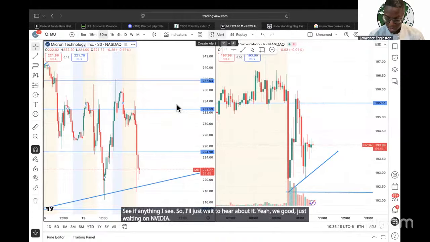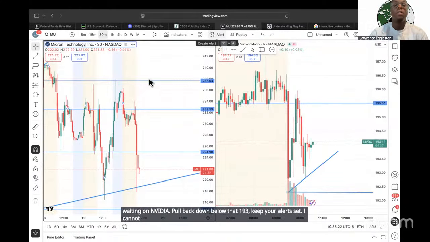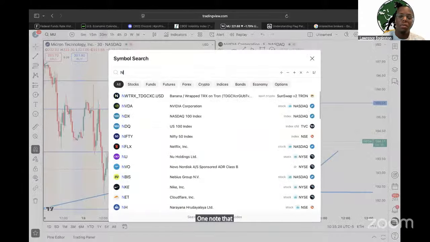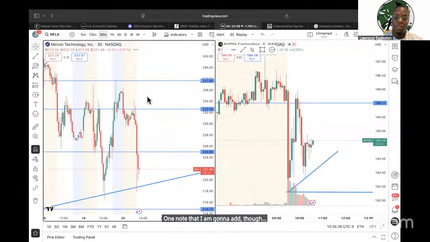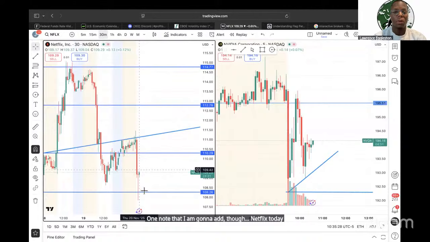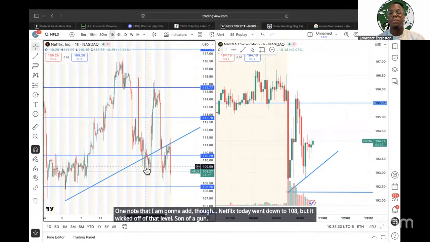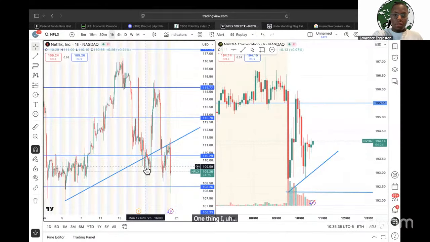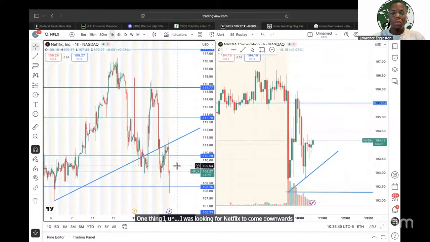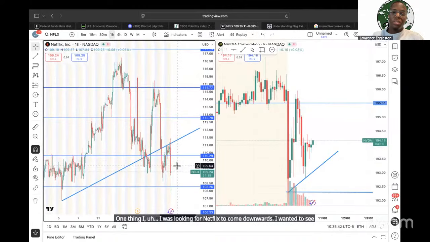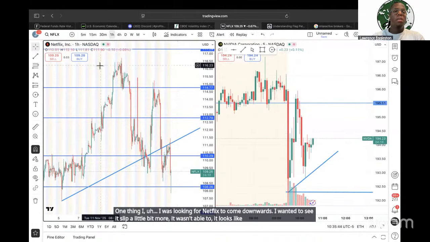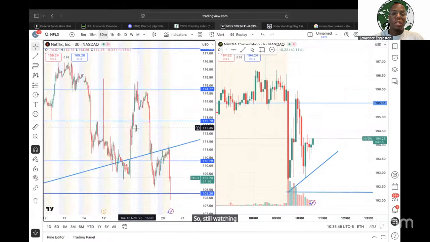Just waiting on Nvidia to pull back down below that 193. Keep your alerts set. I cannot stress that enough. One note that I am going to add though: Netflix today went down to 108, but it wicked off of that level. Son of a gun. One thing I was looking for was Netflix to come downwards. I wanted to see it slip a little bit more. It wasn't able to, it looks like. So I'm still watching, still in Netflix. I'm in some Netflix puts.